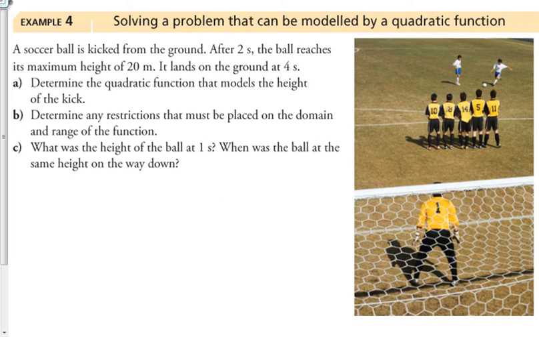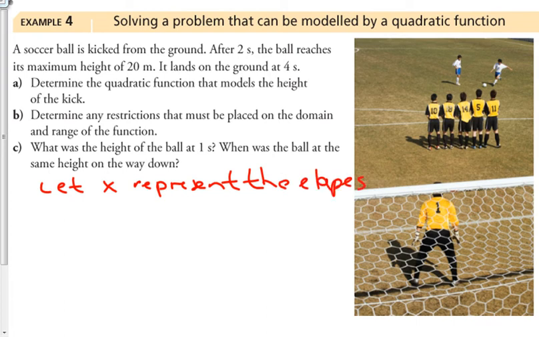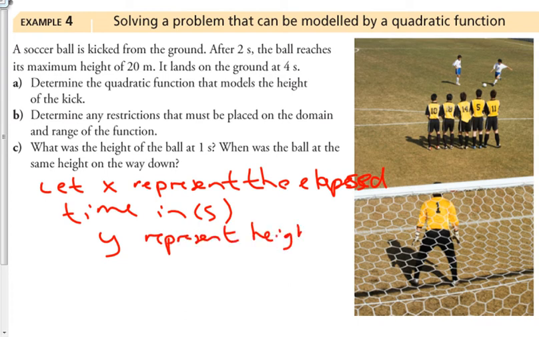A soccer ball is kicked from the ground. After 2 seconds, the ball reaches its maximum height of 20 meters. It lands on the ground at 4 seconds. Determine the quadratic function that models the height of the kick. I'm going to let x represent the elapsed time in seconds, and I'm going to let y represent the height. And of course, my height is going to be in meters.